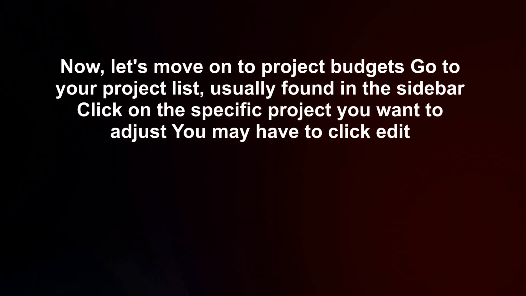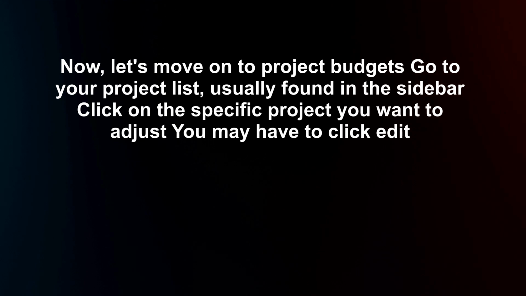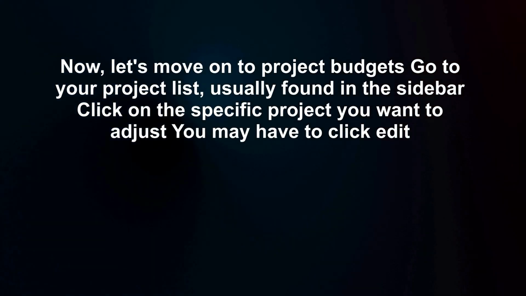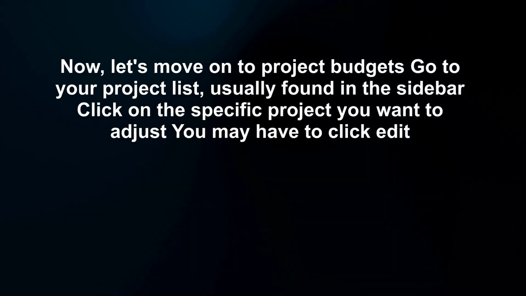Now, let's move on to project budgets. Go to your project list, usually found in the sidebar. Click on the specific project you want to adjust. You may have to click Edit.